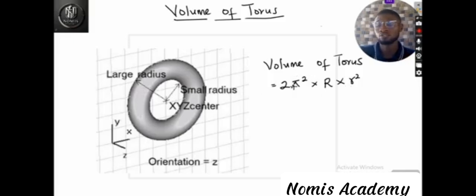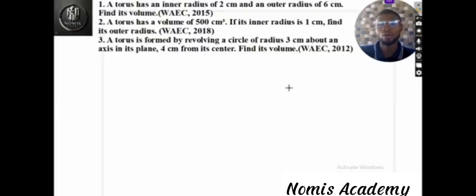Put it at the front of your heart: 2 pi squared multiplied by external radius multiplied by the square of the internal radius. So let's take some examples and see how we can apply this formula to solve problems on volume of torus. We have question number 1 here. A torus has an inner radius of 2 cm and an outer radius of 6 cm. Find its volume. WAEC 2015. This is a WAEC past question 2015. So let's get into the solution of this question.